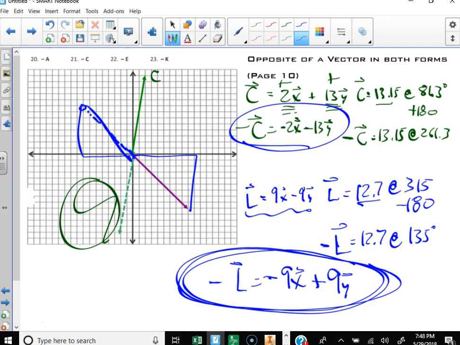What you don't want to do is do both. So if you decide you're going to get the opposite by switching the signs, good. When you're done, don't add or subtract 180. If you choose not to switch the signs, then when you're done, add or subtract 180. But don't do both, because then you're just going to end up right back where you started from.